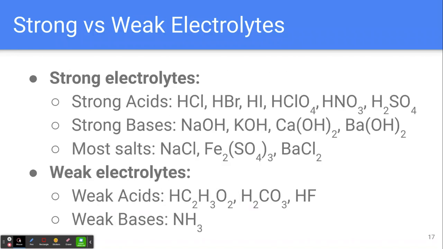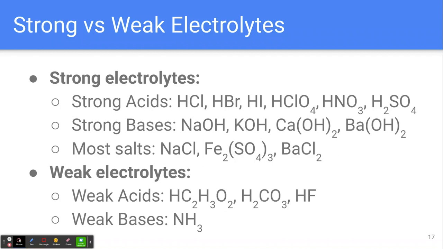So here are some examples. Our strong electrolytes would be our strong acids. We've got hydrochloric acid, hydrobromic acid, hydroiodic acid, and then that next one's called perchloric acid, nitric acid, and sulfuric acid. So those are the six strong acids. We've got strong bases, which would be sodium hydroxide, potassium hydroxide, calcium hydroxide, and barium hydroxide. And then we've got most of our salts. These are just three that I listed. There are tons and tons more.